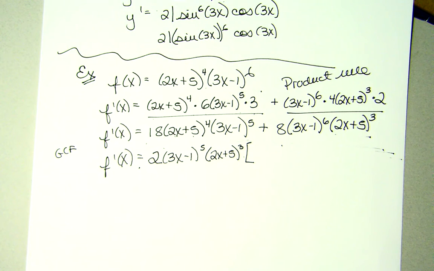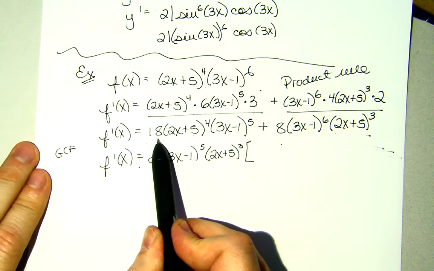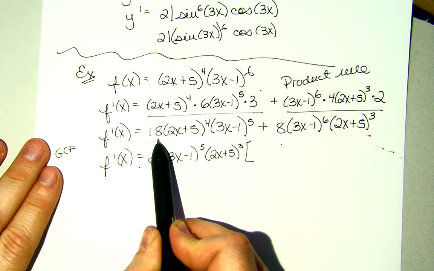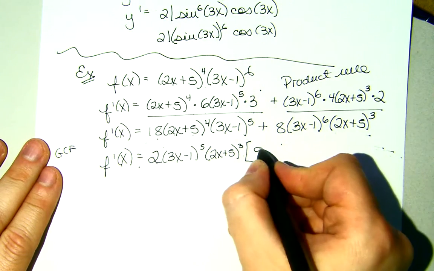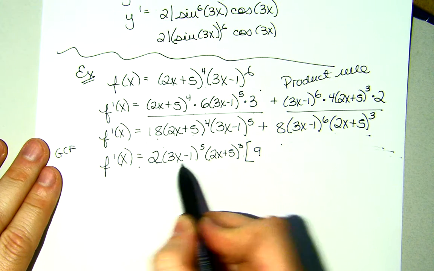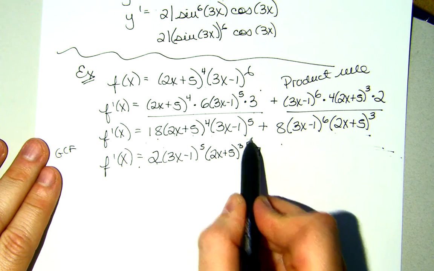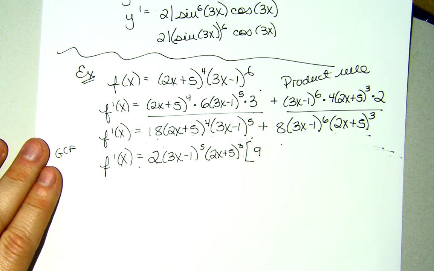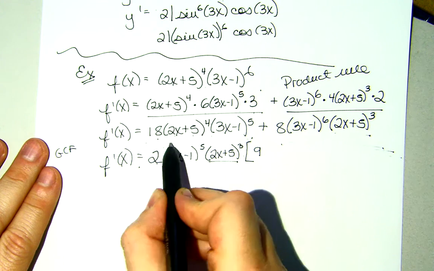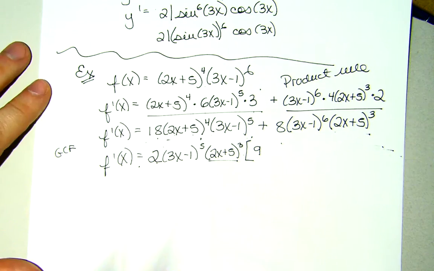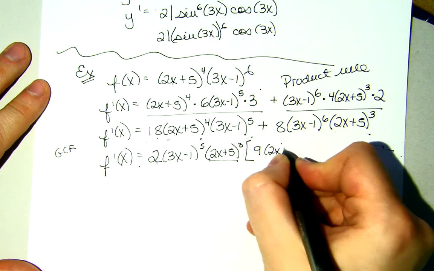Let me think in reverse here. 2 times what gives me 18? 9. 3x minus 1 to the fifth times what gives me 3x minus 1 to the fifth? 1. We're already good there. Okay. 2x plus 5 to the third times what gives me 2x plus 5 to the fourth? I'm just going to say 2x plus 5.